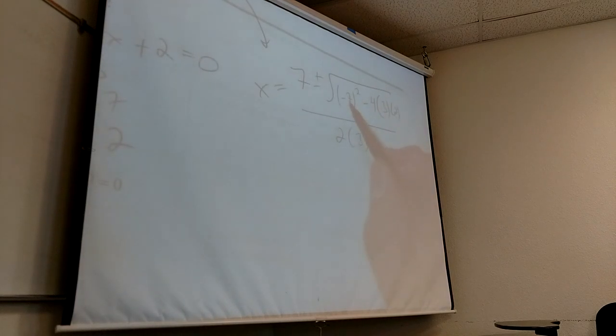The biggest mistake I see here is people do this and they get negative 49, which is neat. I'm squaring a real number, it's got to come out positive, right? So I'll get 7, give or take, square root of 49 minus 24, all over 6. 7, give or take, square root of, what's 49 minus 24? Interesting. What is the square root of 25? 5. So we can go a little further than that one.